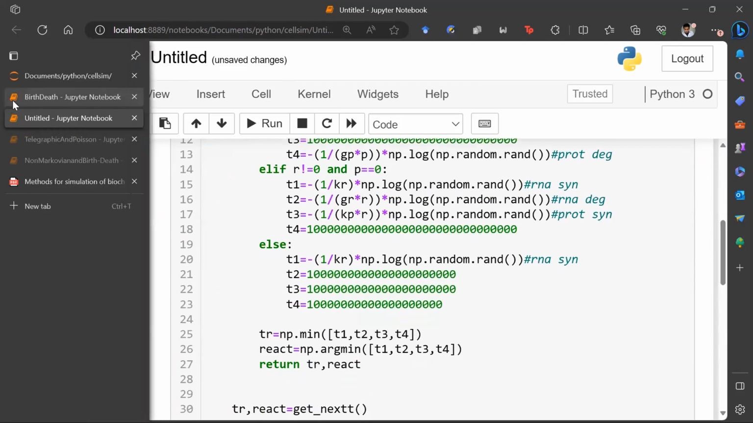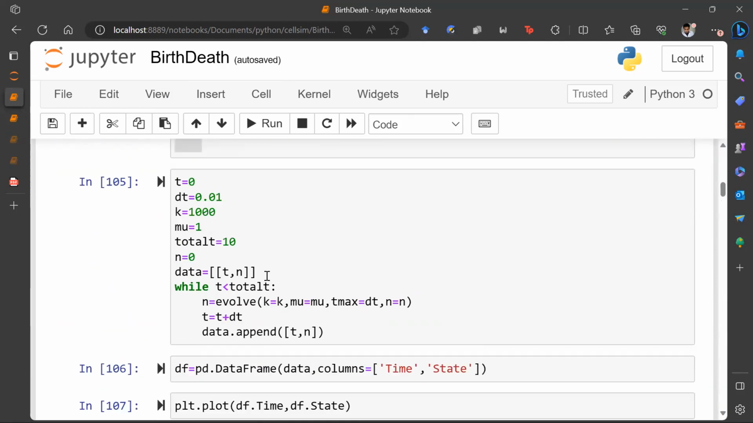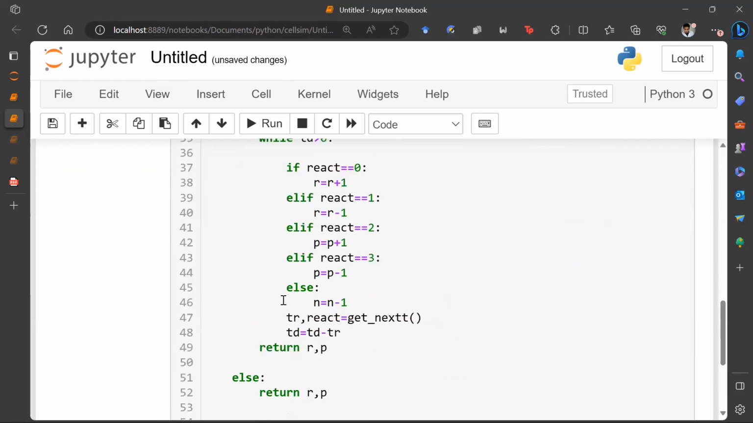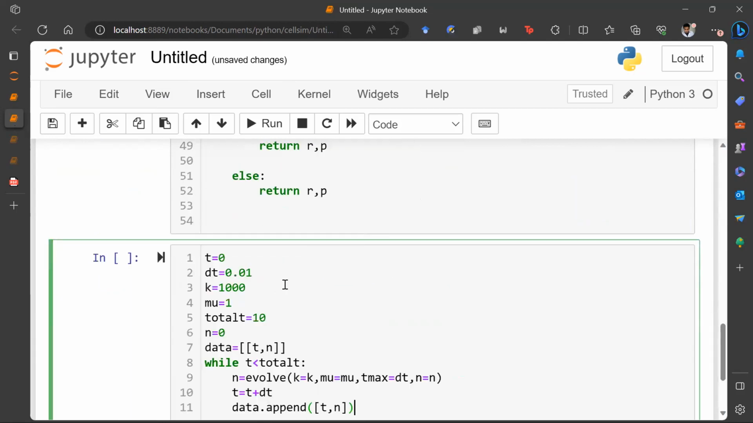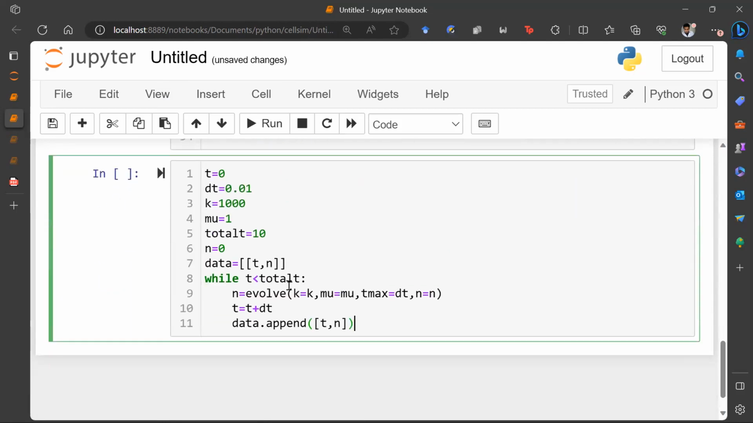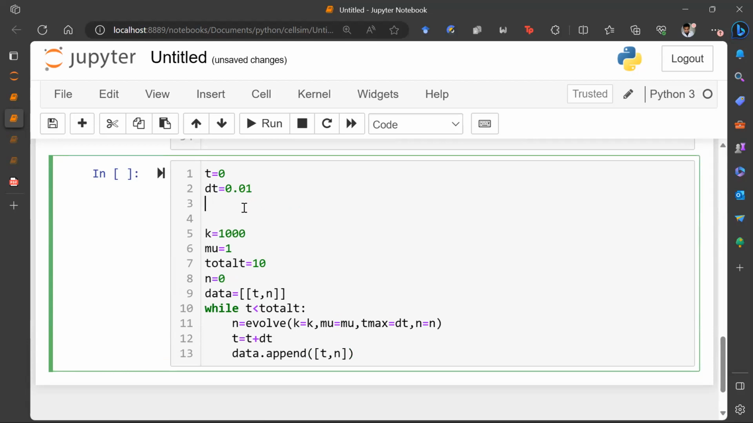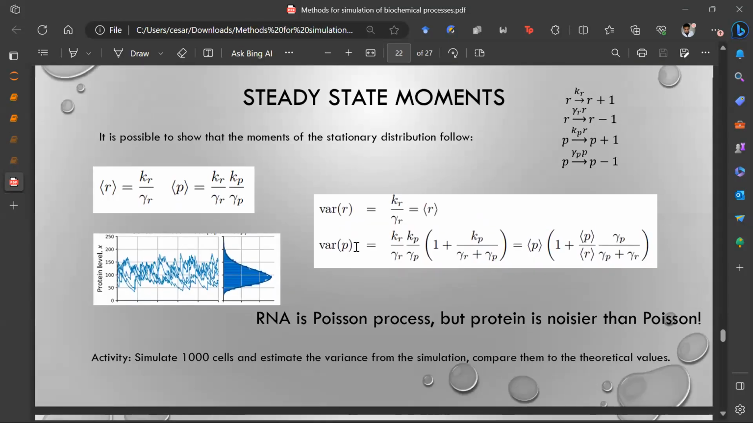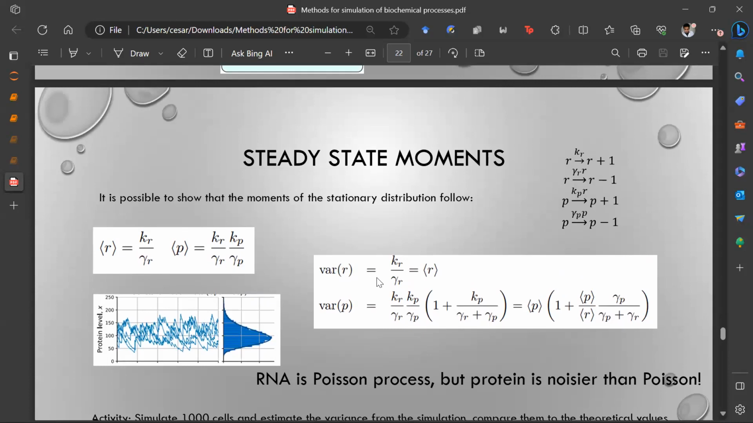Okay, it looks fine. So I also copy paste the script for simulation from the previous script. So I have to define the different rates. Okay, so we come back here and we check the following.